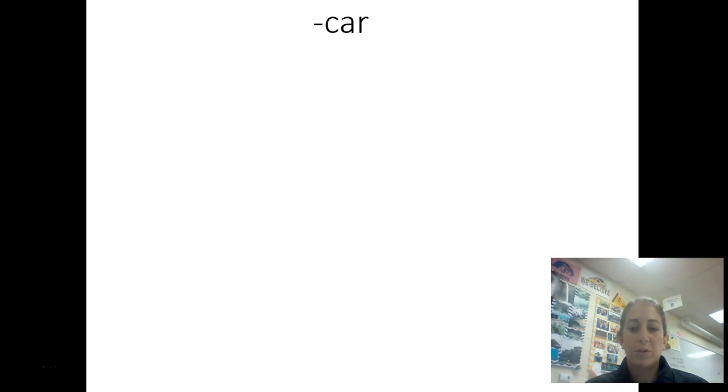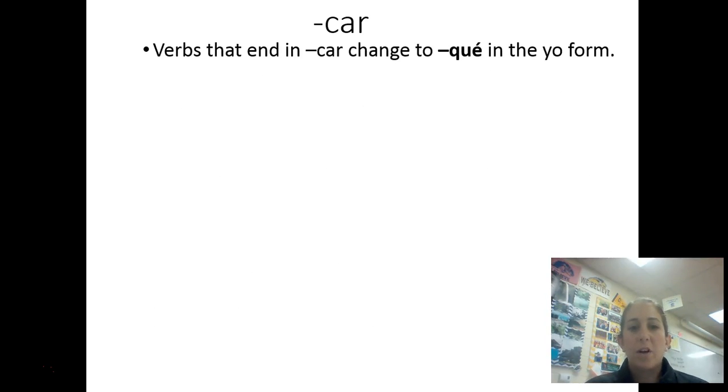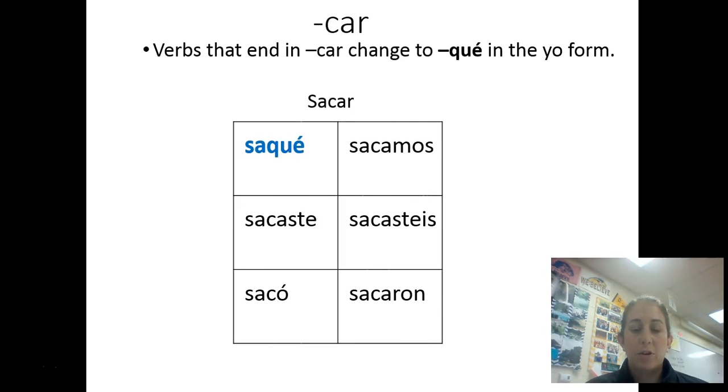So here are some examples. We've got CAR verbs. Verbs that end in CAR change to QUÉ with an accent in the yo form. So we're still going to have that accent just as a regular AR ending. Let's look at one example. We've got sacar. Notice saqué in the yo form, and then all of our other conjugations are the same: sacaste, sacó, sacamos, sacasteis, sacaron.